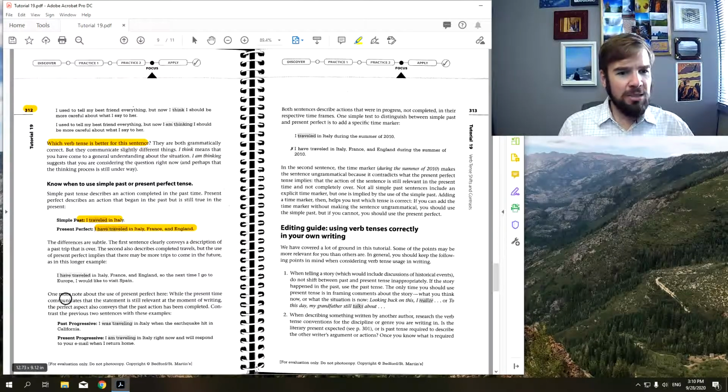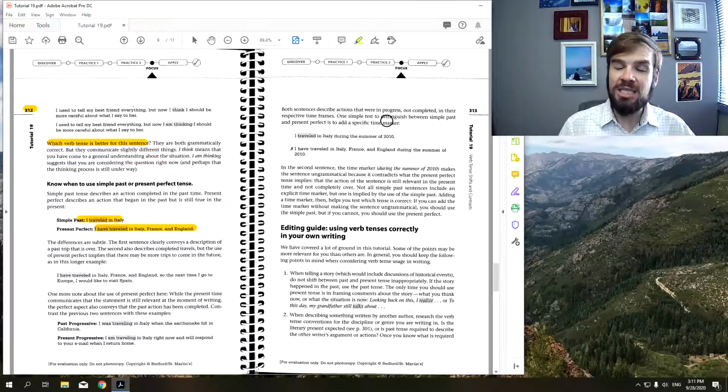One more note about the use of the present perfect here. While the present tense communicates that the statement is still relevant at the moment of writing, the perfect aspect also conveys the past action has been completed. Contrast and compare the previous two sentences with these examples. Past progressive: I was traveling in Italy when the earthquake hit in California. Present progressive: I'm traveling in Italy right now and will respond to your email when I return home. Both sentences describe actions that were in progress, not completed, in their respective time frames.